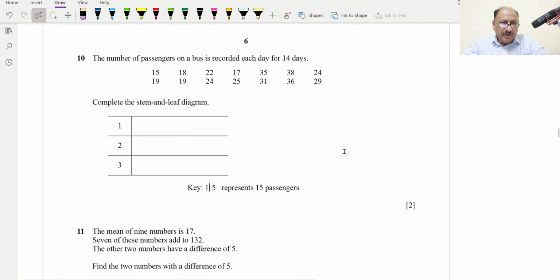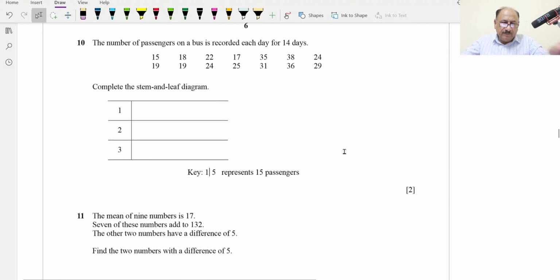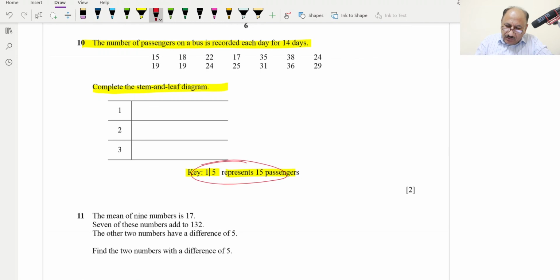Now question number 10. Question number 10 says the number of passengers on a bus is recorded each day for 14 days, and these are the numbers provided. Complete the stem and leaf diagram. So we'll have to complete this diagram. We will have to go through the key, which is 1 slash 15. So this is basically representing 15 passengers. This is the key which we'll be keeping in mind.